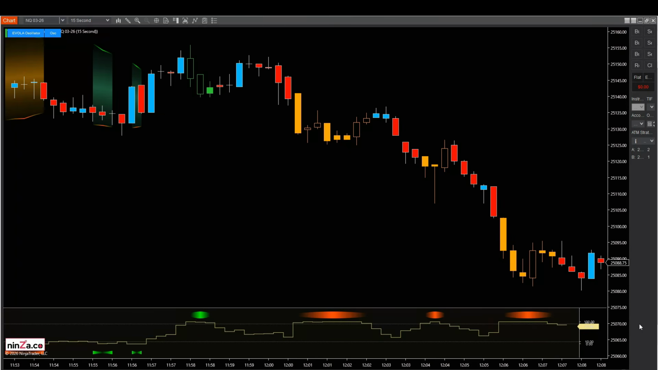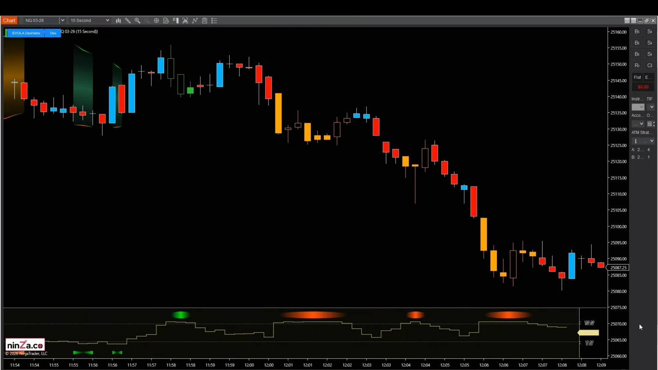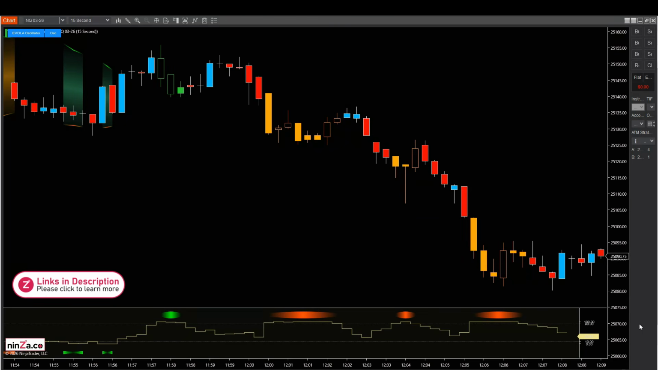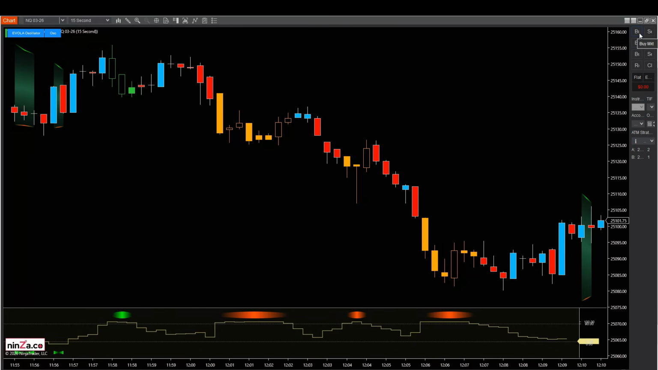So I hope to see a long signal. So first we have to look for an area of compression, so a zone must be painted to let us know that there is a decrease in volatility, and then expansion when the move happens. Okay, so here we go, we have a zone. So now I'm just waiting for a signal.